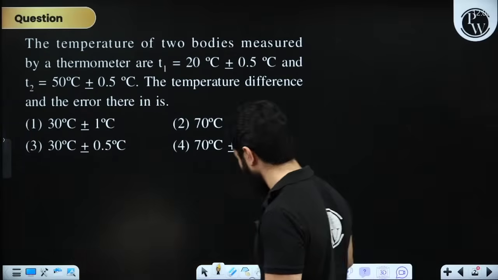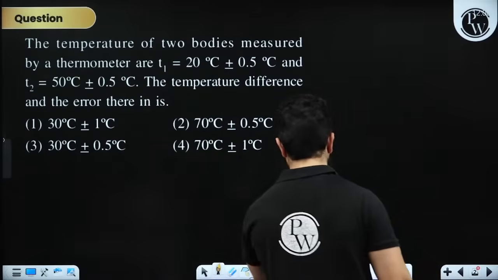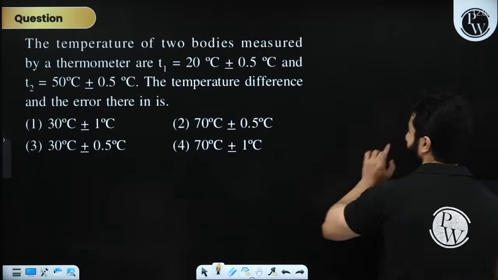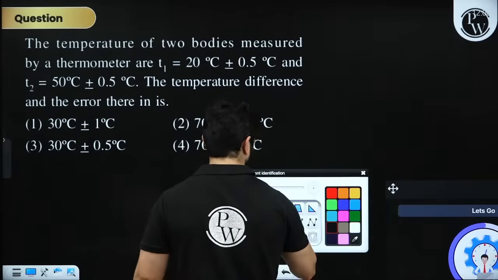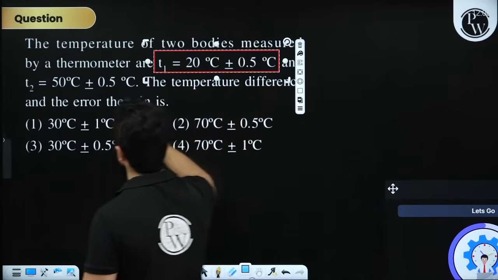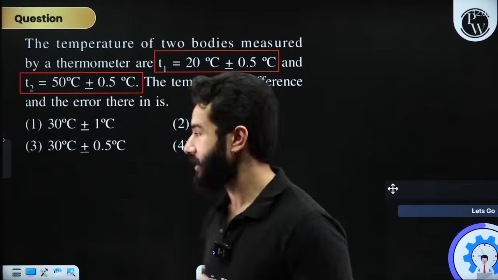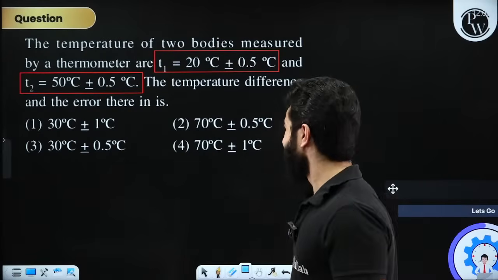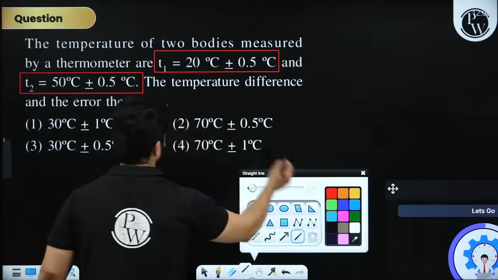See, this is the first question from the chapter of units and measurement, right? Let's start. I'll start the poll. 60 seconds. Let me read the question for you. The temperature of two bodies measured by a thermometer is T1, that is 20 degrees Celsius plus minus 0.5 degrees Celsius, and T2, 50 degrees Celsius plus minus 0.5 degrees Celsius. Then they are saying temperature difference and the error therein is, right? So what is the temperature difference with error?